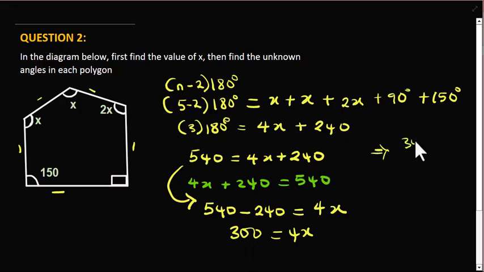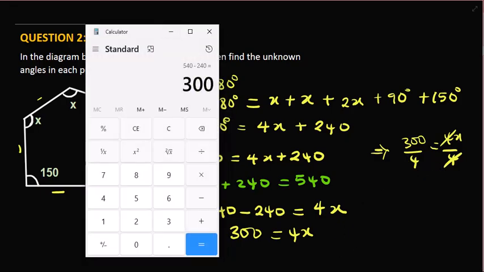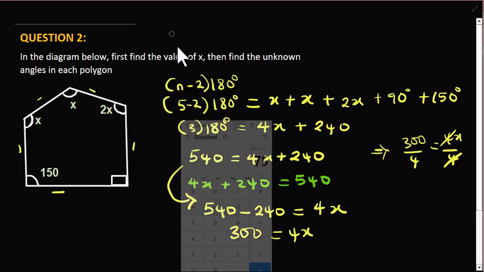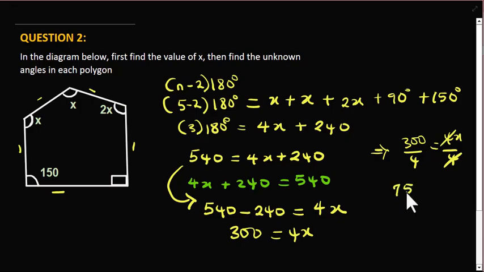So we have 300 over 4 is equal to 4x over 4. So the 4's we cancel out, and then 300 divided by 4 should be 75 or so, but let's see. Divided by 4 is 75 exactly. So we have 75 degrees is equal to x. Therefore x is equal to 75 degrees. And the question says in the diagram below, first find the value of x. So the value of x is 75 degrees. And then it says find the unknown angles in each polygon.